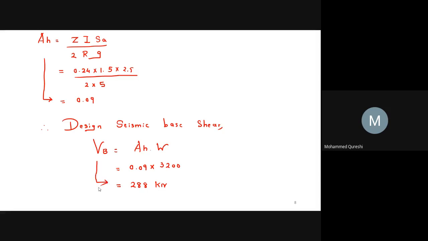Now we have to distribute the shear at its base. We have to go for lateral load distribution along the height as well as shear distribution. So our last step, that is step number 4, is vertical distribution of base shear.